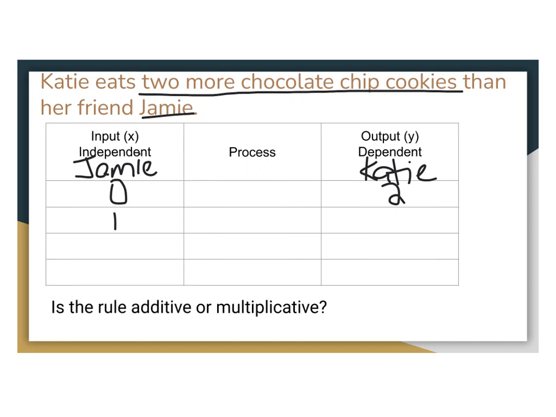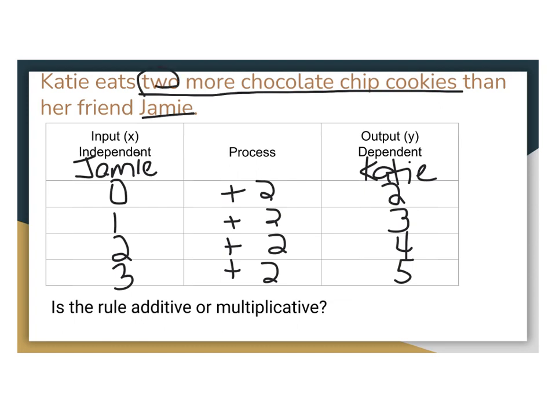If Jamie eats 1 cookie, Katie's gonna eat 3, because 2 more means you're adding 2. So 1 plus 2 gives you 3. If Jamie eats 2 cookies, then Katie is gonna eat 4. And if Jamie eats 3 cookies, then Katie's gonna eat 5. So this will tell you what the process is. So here is the process. 2 more, so 2 more means plus 2. So we know that that's it.